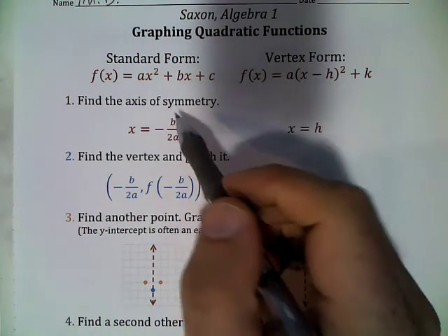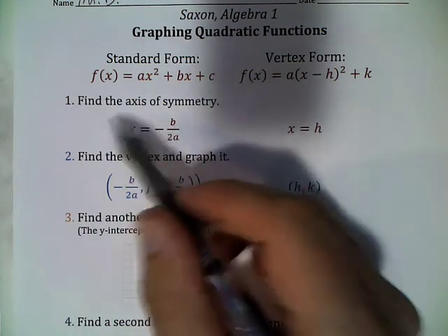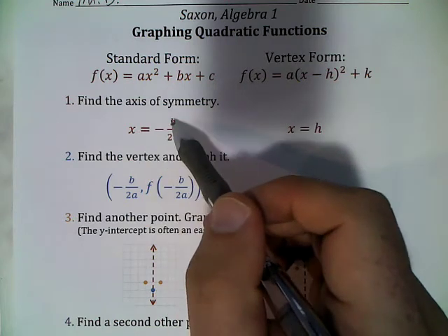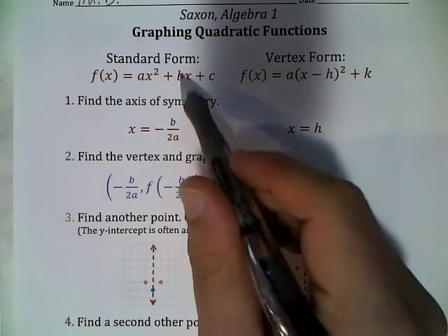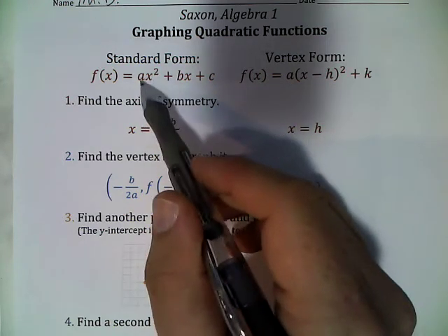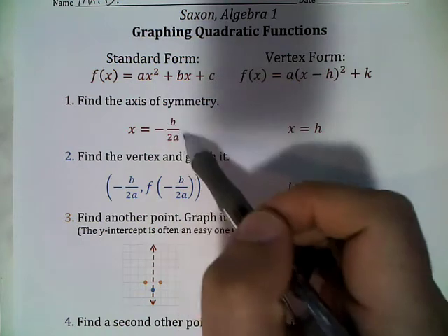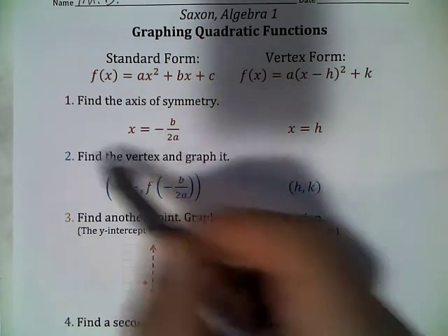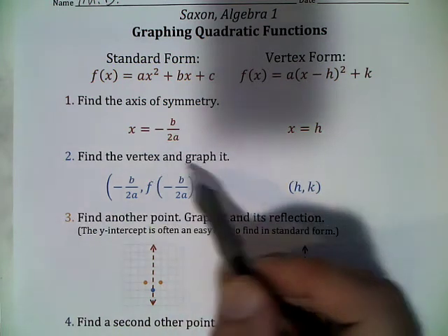First of all, as we've learned in a previous lesson, the axis of symmetry can be found by using x equals negative b over 2a, b being the linear coefficient and a being the leading coefficient or the quadratic coefficient. So we calculate that axis of symmetry. Then we find the vertex and graph it.